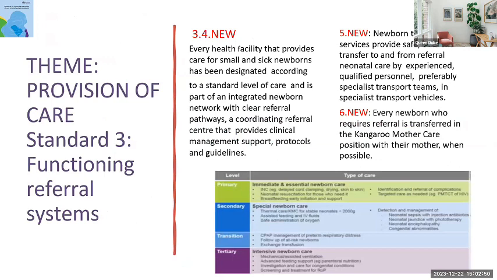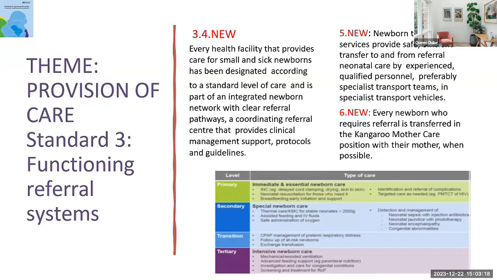I talked a little bit about the levels of care, and we'll be able to share the INAP document that talks into the levels of care. But essentially, we're really talking about 3 major levels of care. So the primary is where you're doing your immediate and essential newborn care. So issues around delayed cord clamping, drying of the baby, skin to skin, neonatal resuscitation, early initiation of breastfeeding.